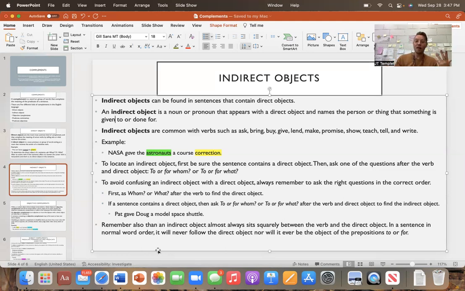Remember also that an indirect object almost always sits squarely between the verb and the direct object. In a sentence in normal word order, it's never going to follow the direct object, nor will it ever be the object of the prepositions to or for.